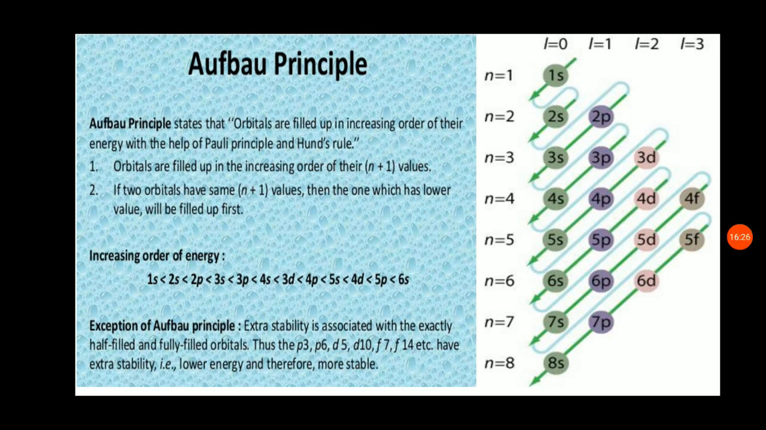Exception to the Aufbau principle: extra stability is associated with exactly half-filled and fully filled orbitals. Thus, a p orbital with 3 electrons or 6 electrons is more stable. A d orbital with 5 electrons or 10 electrons is more stable. An f orbital with 7 electrons or 14 electrons is more stable.